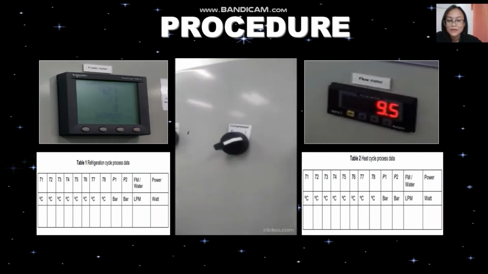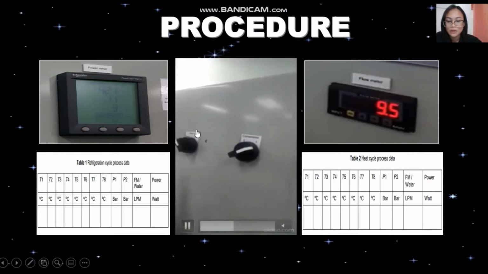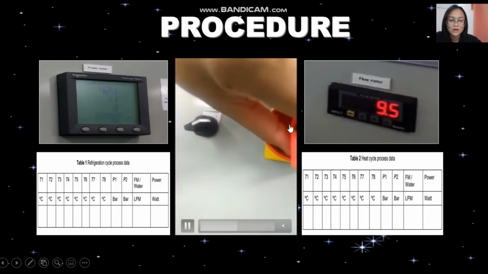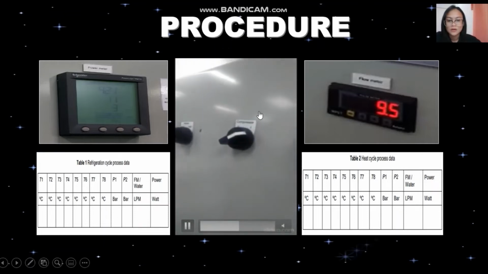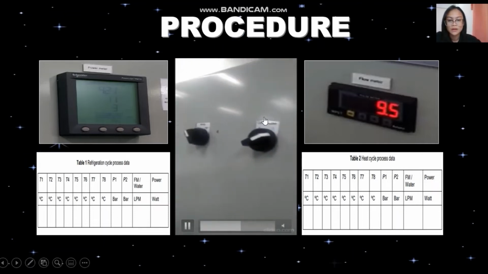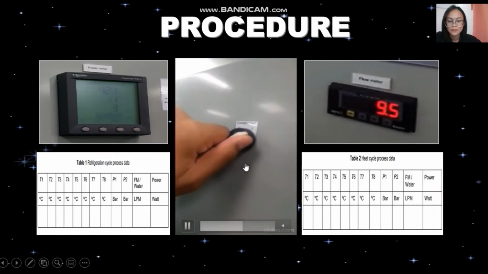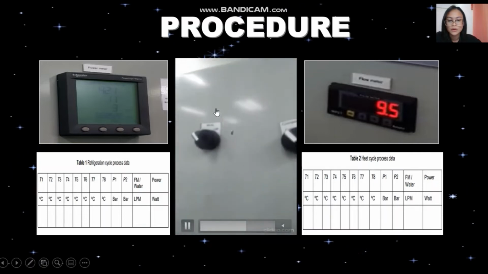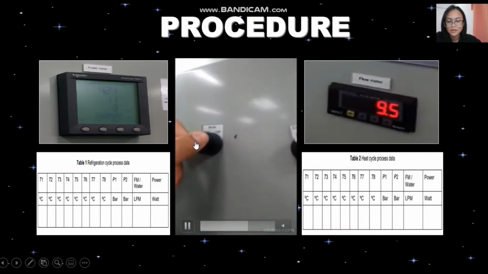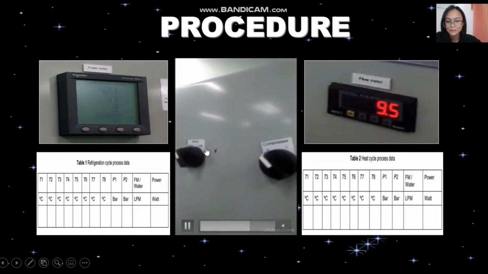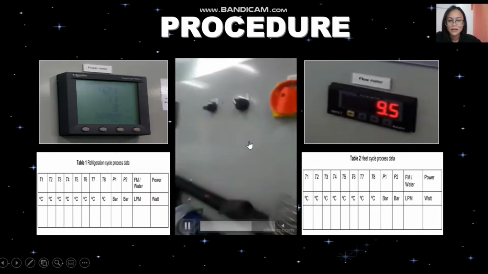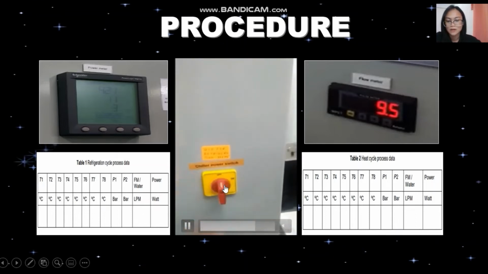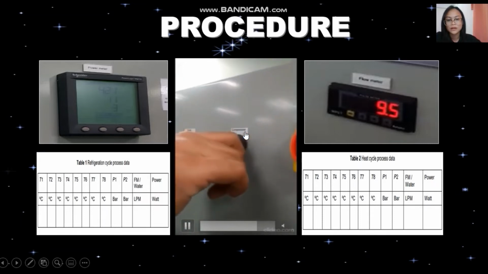Before we change the refrigeration mode to heat pump mode, we need to switch off the main switch and also turn off the compressor. After that, change the mode from refrigeration mode to heat pump mode. And don't forget to switch off the chiller power switch. After that, turn on the compressor.